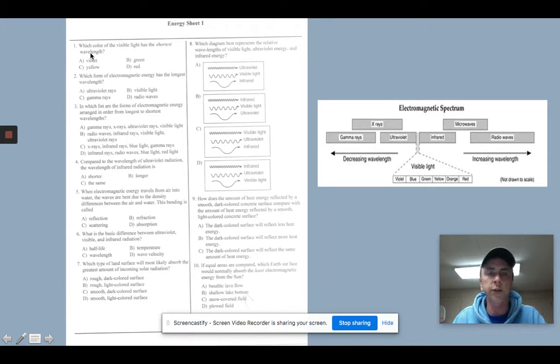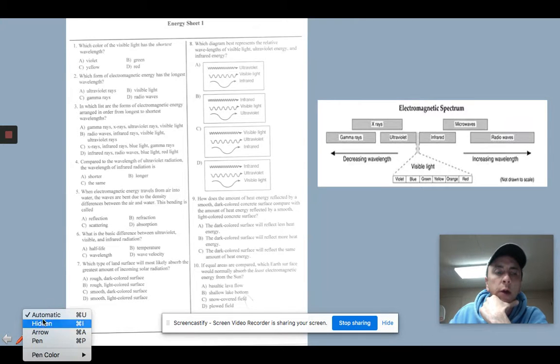If you just look at the first question, which color has the shortest wavelength? Just going to go over here, just kind of point out that as you go to the left on this chart, wavelength decreases, and visible light, remember we broke that down. The shortest wavelength would be on the left. That would be violet. So that is choice A for number 1. So violet, number 1.